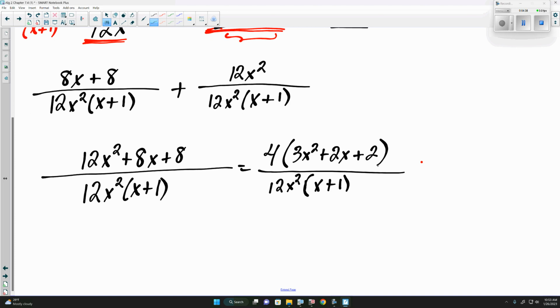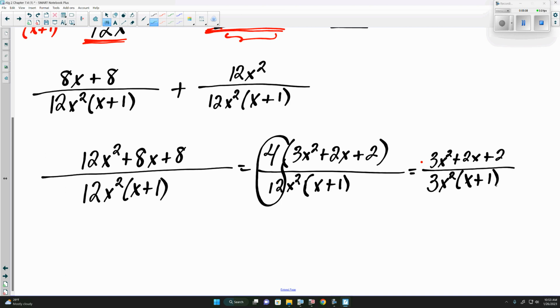Now the reason we need to factor that out is, well, we do have something in common on top and bottom, the 4 over 12. Because 4 over 12 here will simplify to 1/3. Because both have a common factor of 4, 4 over 12 will reduce to 1/3, leaving us with just 3x squared plus 2x plus 2 on top. In the denominator, we have 3x squared times x plus 1.